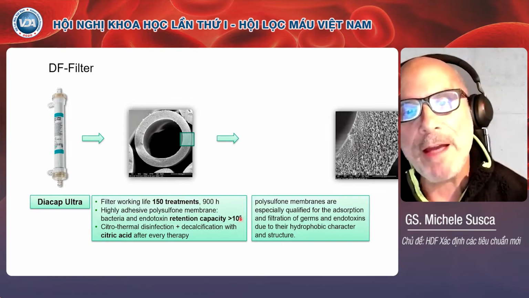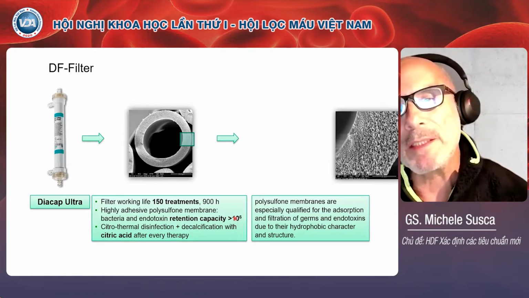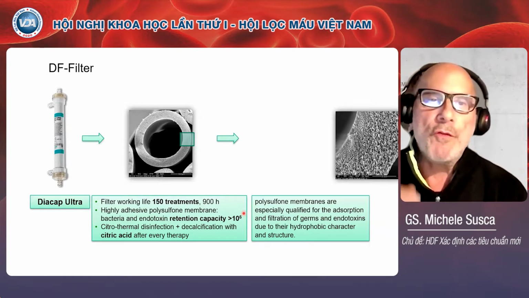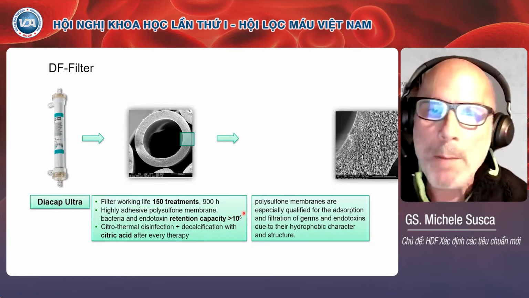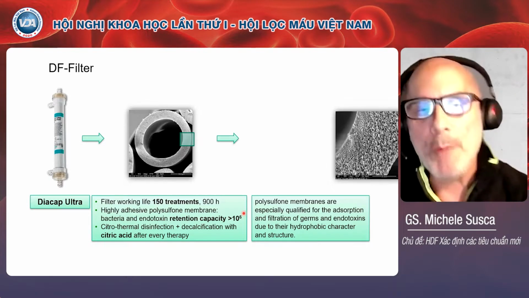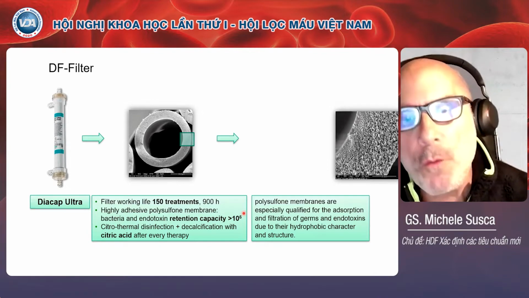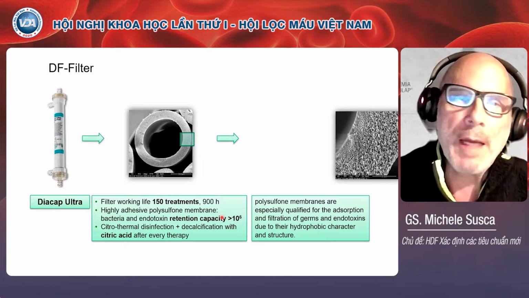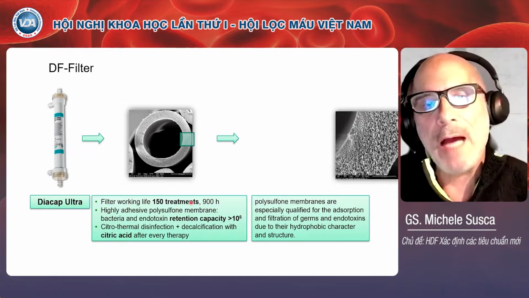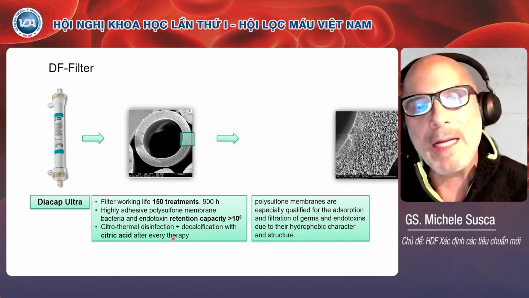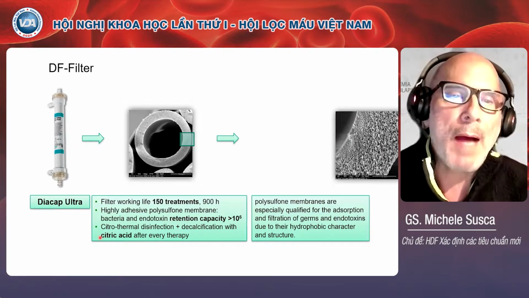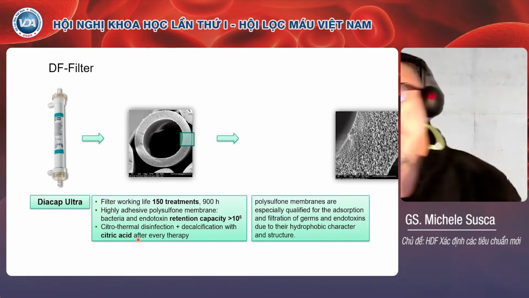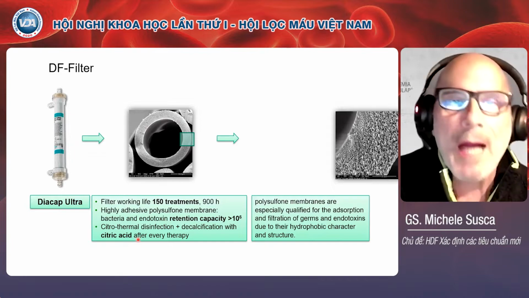These filters are very effective because they have a retention capacity of 10 to the power of 6. That means when you have 1 million endotoxin particles before the filter, after the filter you will find only one. This is a very, very good capacity. Such filters are cleaned after every treatment, and also sterilized or disinfected by citric acid. It is a good material to disinfect such filters because it is not too aggressive.